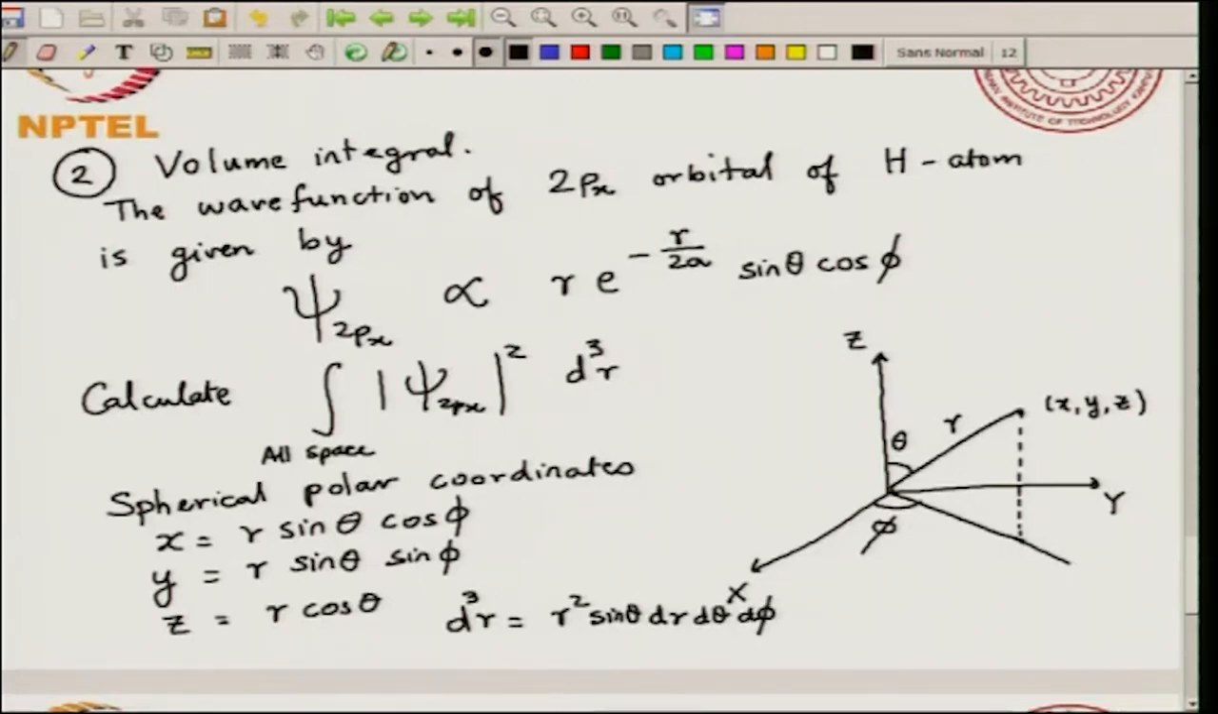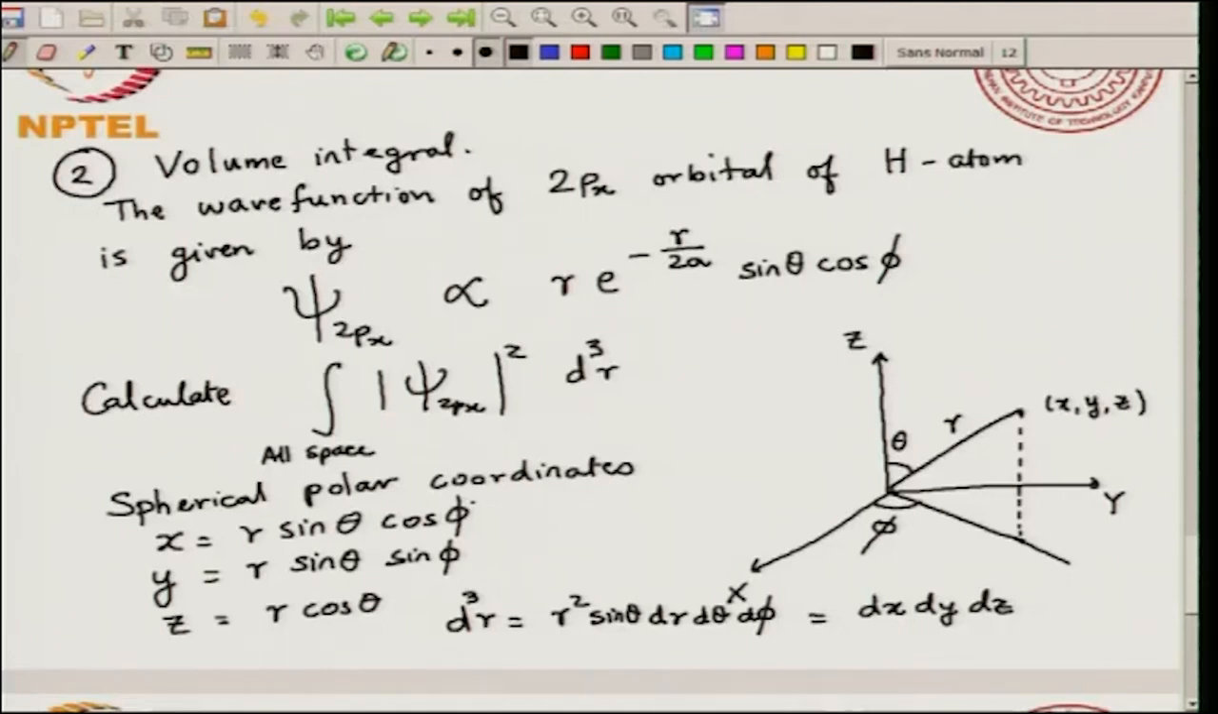So when you do a volume integral, you have an integral over three variables. When you write d cube r, it is the same as dx into dy into dz. When you convert it to spherical polar coordinates, then you don't just write dr d theta d phi. You have to have a multiplicative factor of r square sin theta. So with all this information, we can easily go ahead and calculate this integral.